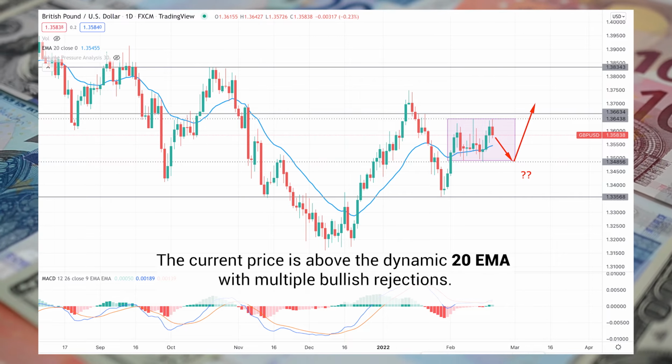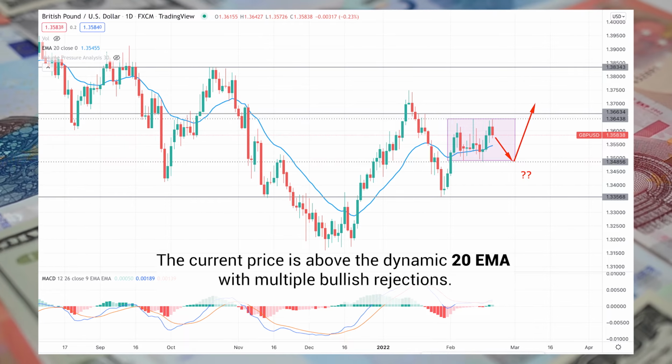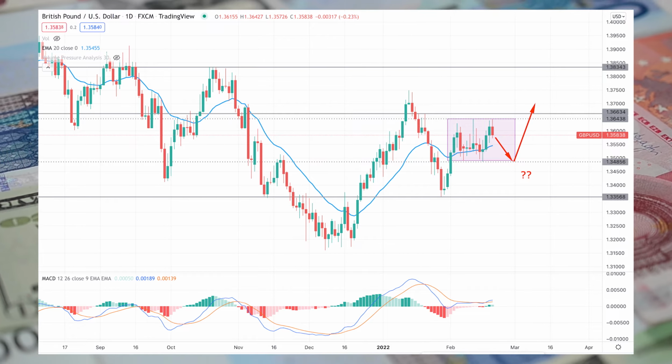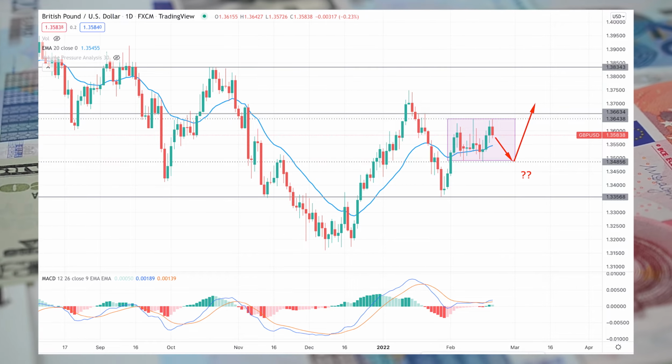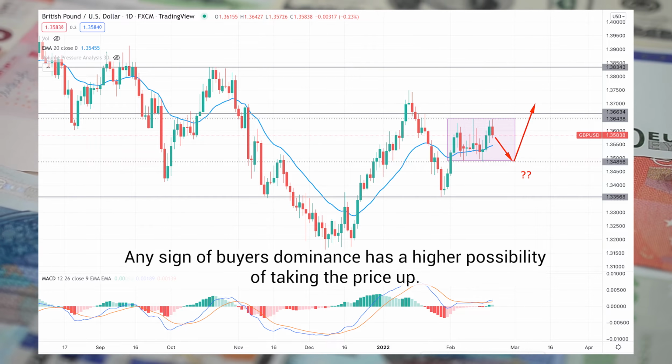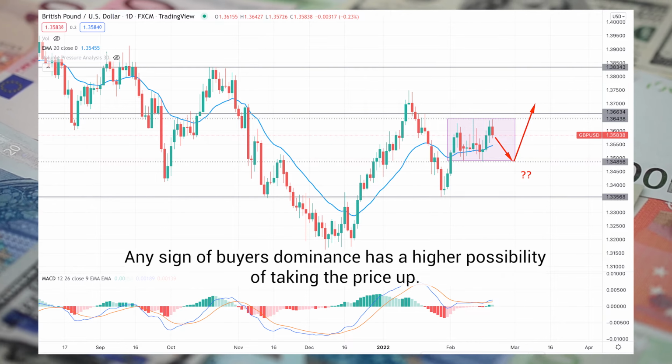This technical analysis shows that the MACD histogram remained corrective at the neutral level while the current price is above the dynamic 20 EMA with multiple bullish rejections. In that case, as the existing market trend before the rectangle pattern is bullish, any sign of buyer's dominance has a higher possibility of taking the price up.